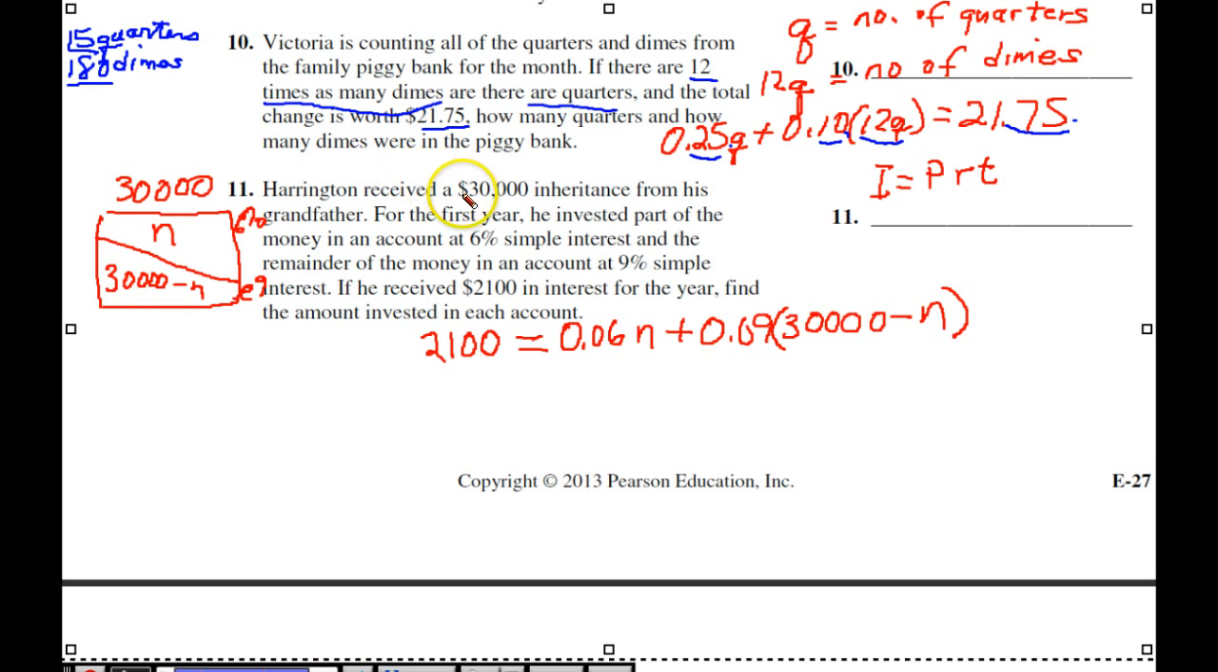Now here's someone very lucky, received $30,000 in inheritance. He will invest part of it at 6%, the other part at 9%, and he gets this much interest in 1 year. How much did he invest in each of those? Well, here's the case where we're using our box again. This is the 30,000. We're going to say N is the amount at 6%, and 30,000 minus N is the amount at 9%.